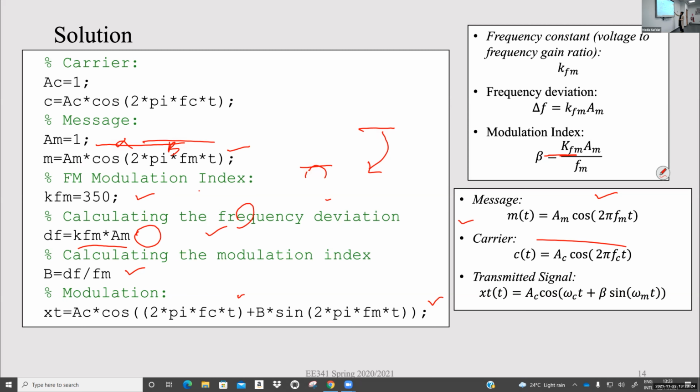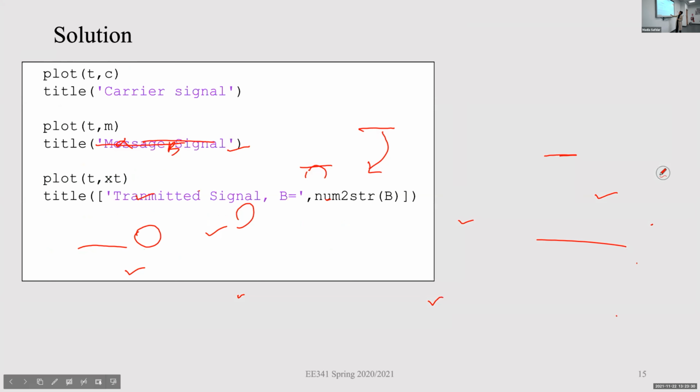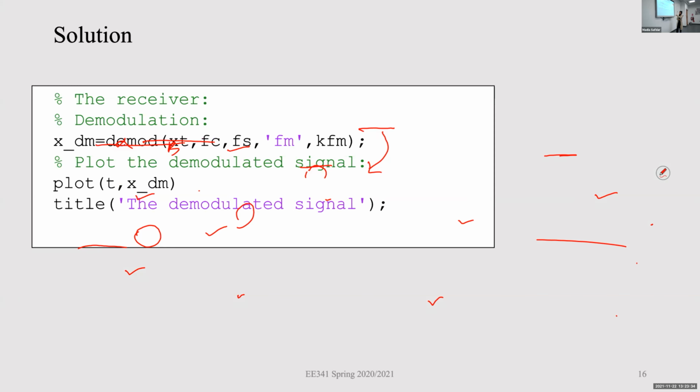Here also, first message, then carrier, then my transmitted or modulated signal. Then I will plot all of these. And then the next step is only doing the demodulation, this command demod.